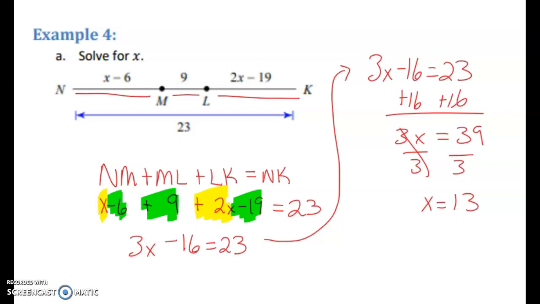If they had wanted me to solve for, let's say, NM, then I would have needed to plug my x back in and find out how long that distance was. But since they said solve for x, I'm done at that point. But it's something to watch out for when you're doing your homework: what are they asking you to solve for.